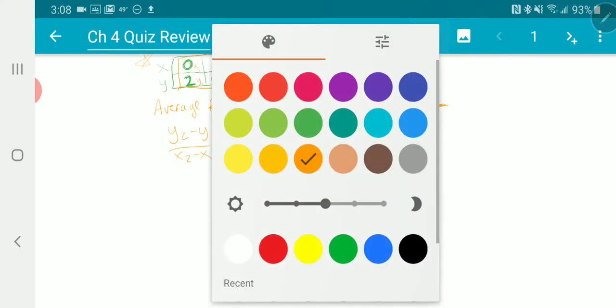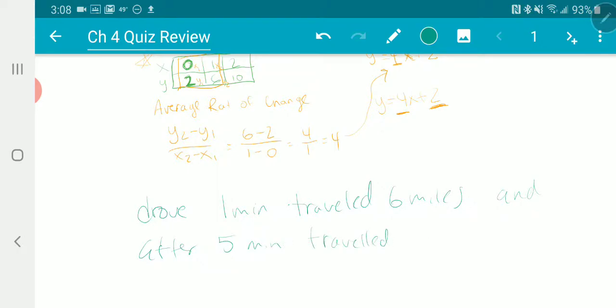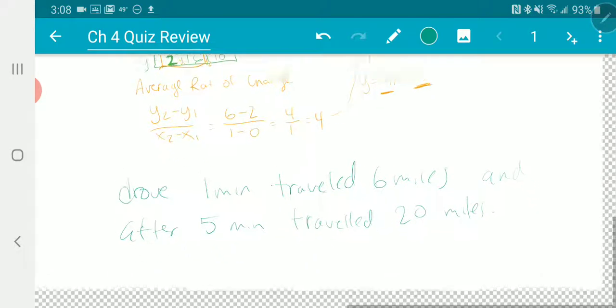Some word problems might represent things like you drove 1 minute and traveled 6 miles, and after 5 minutes, you traveled 20 miles. Now in this case, they're not giving you points in a table. They're not just spitting them out for you.